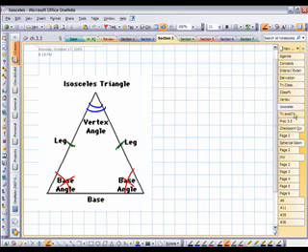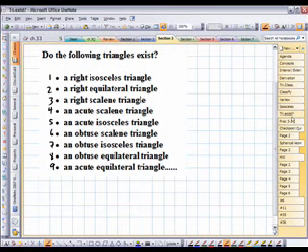Okay, can these triangles exist? Can you have a right isosceles triangle? And the answer is yes. Here's a right angle. These are the same length. Therefore, these would be the same angle. And because you have to add to 180, if this is 90, these two must each be 45 degrees. And this is a triangle we'll use a lot when we get into trigonometry eventually. So that's question number 1. That's a right isosceles triangle.